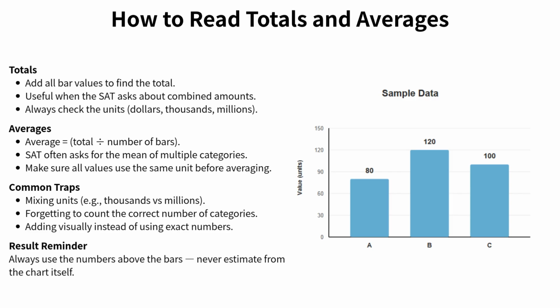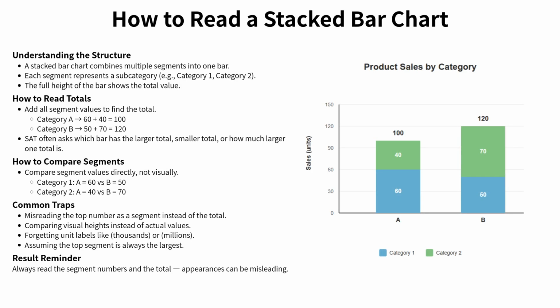confidence on the SAT. Here's how to read a stacked bar chart accurately. A stacked bar chart shows both the total value of a category and how that total is divided into smaller parts. In this example, Category A consists of 60 units from Category 1 and 40 units from Category 2, giving a total of 100. Category B includes 50 units from Category 1 and 70 units from Category 2, for a total of 120. When the SAT asks which category is larger overall, your first step is to add the segment values. Never estimate totals by eye. The spacing and colors can make one bar appear similar in height even when the numbers differ.